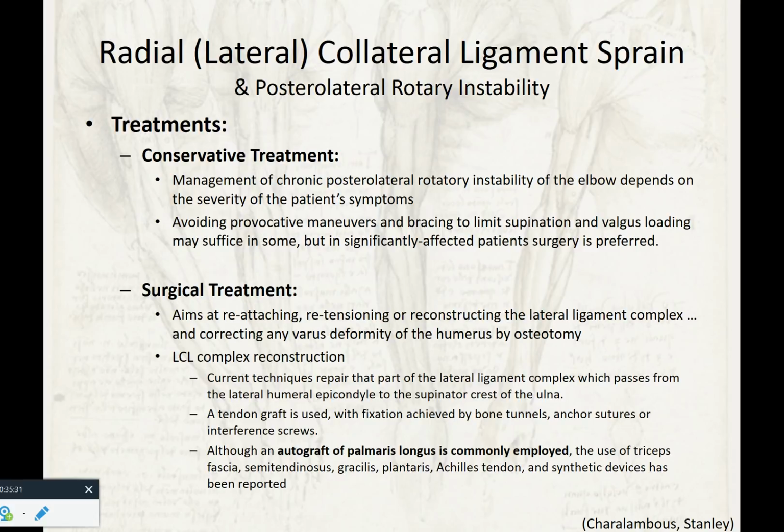The current techniques repair the part of the lateral ligament complex which passes from the lateral humeral epicondyle to the supinator crest of the ulna. A tendon graft is used with fixation achieved by bone tunnels, anchor sutures, or interference screws. Although an autograft of the palmaris longus is commonly employed, you can also use the triceps fascia, semitendinosus, gracilis, plantaris, Achilles tendon, or there are some synthetic devices that can be used to create a graft and help reconstruct the LCL complex.